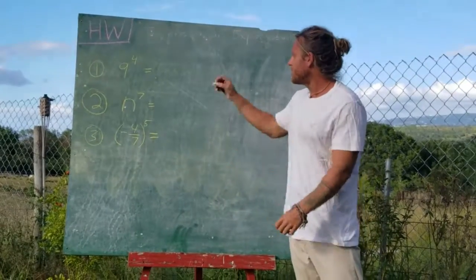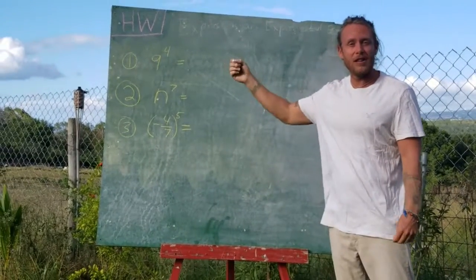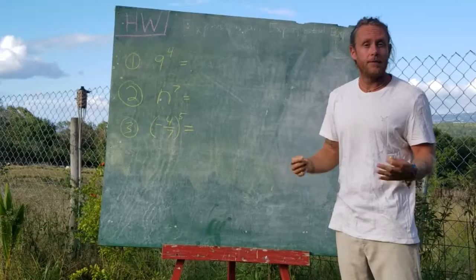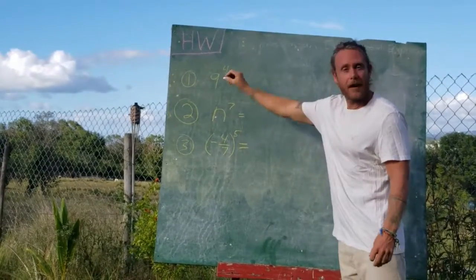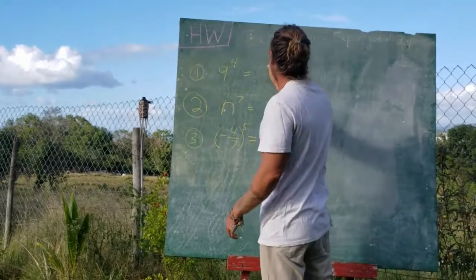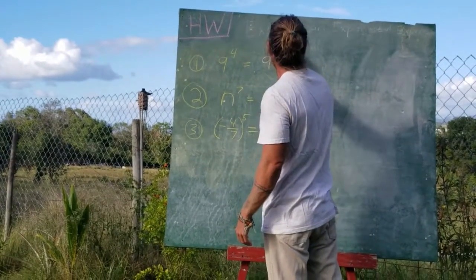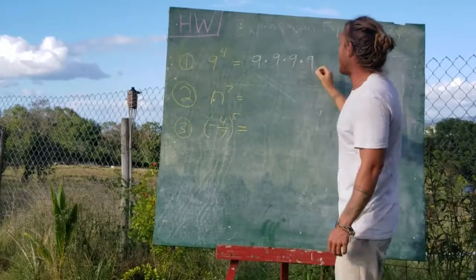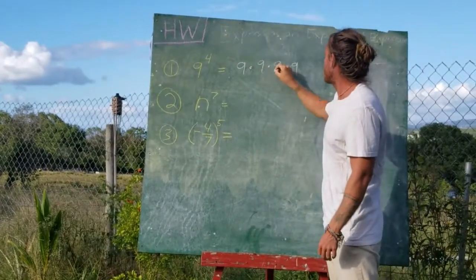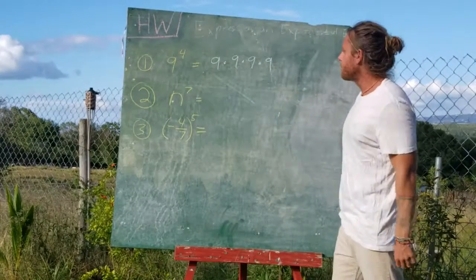Now our job is to express each exponential expression as a product of factors. So 9 to the 4th, there are 4 factors of 9. So we have 9 times 9 times 9 times 9. Let's make sure we have 4 of them. 1, 2, 3, 4. There we go.